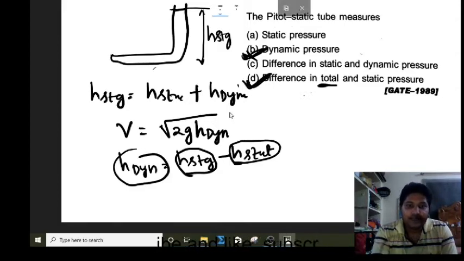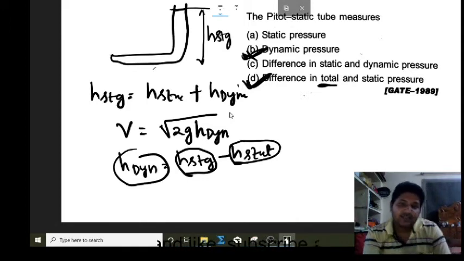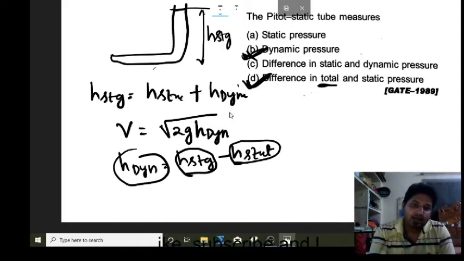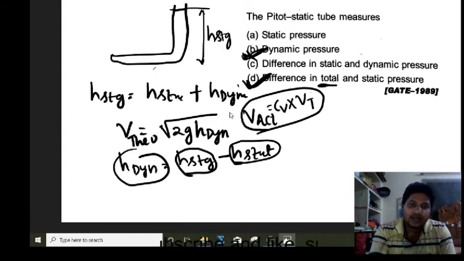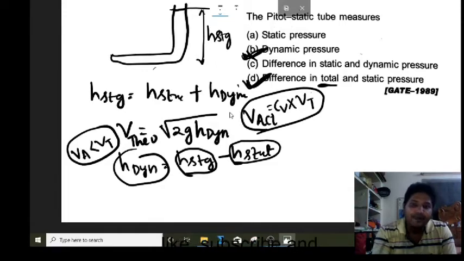So stagnation pressure minus static pressure we are finding out, and this one is called the theoretical velocity. Now if you want to find out the actual velocity, you multiply the coefficient of velocity with the theoretical velocity. This actual velocity is always less than the theoretical velocity. Okay, so now we go to the next question.